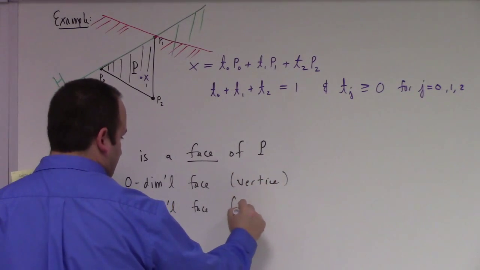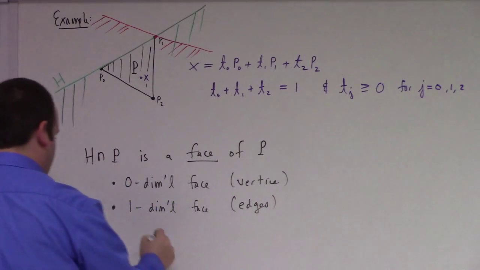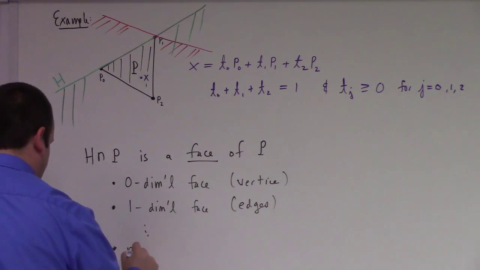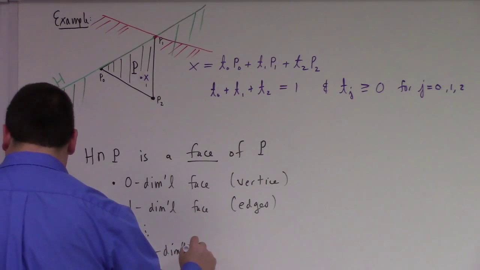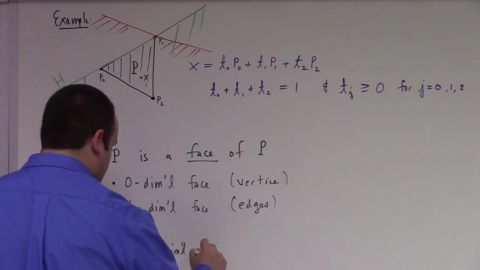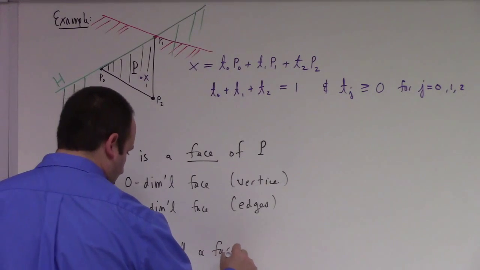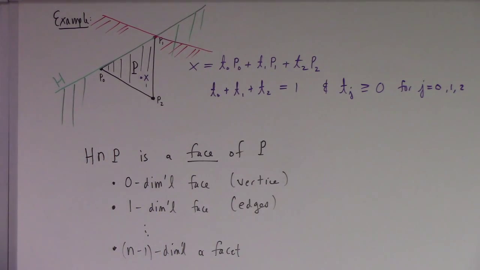The 1-dimensional faces are called edges. And then when you get to an n-1 dimensional face, we call it a facet. All the facets together give the boundary of the polytope, all right?